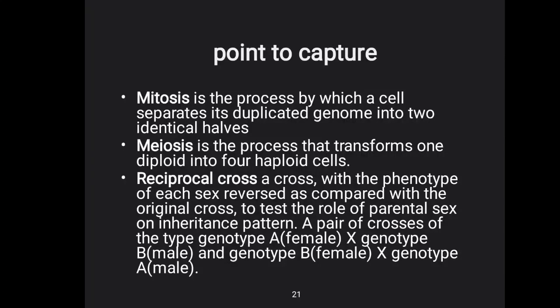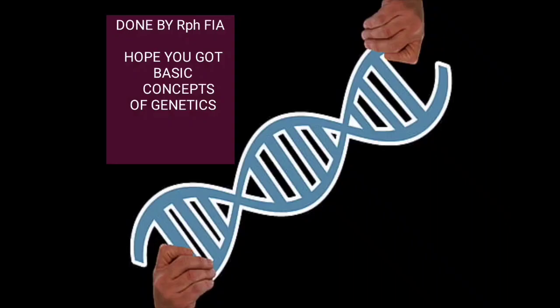Reciprocal cross: a cross with the phenotype of each sex reversed as compared with the original cross, to test the role of parental sex on inheritance pattern. A pair of crosses of this type is genotype A, a female, crossed with genotype B, a male, and genotype B crossed with genotype A.